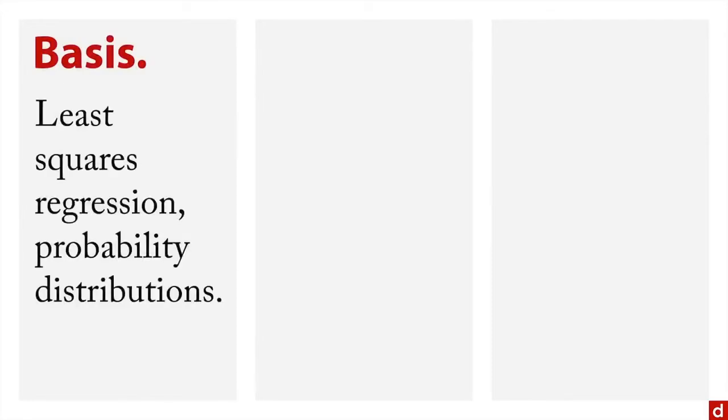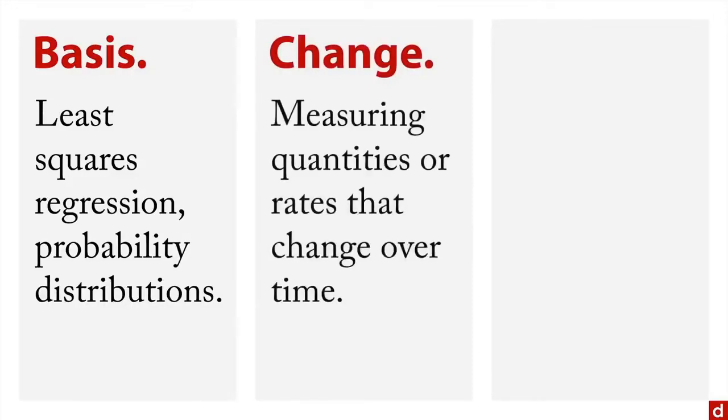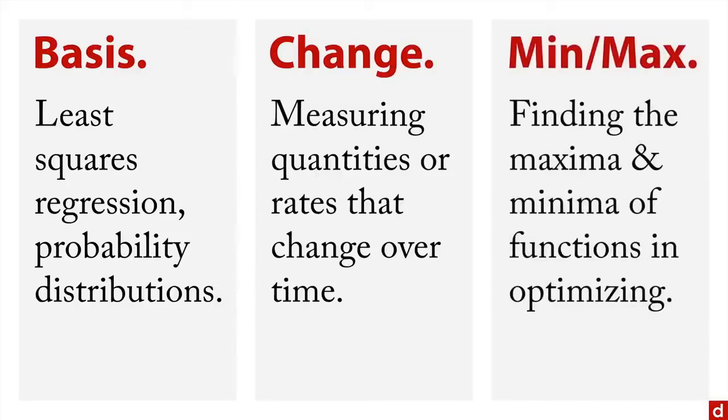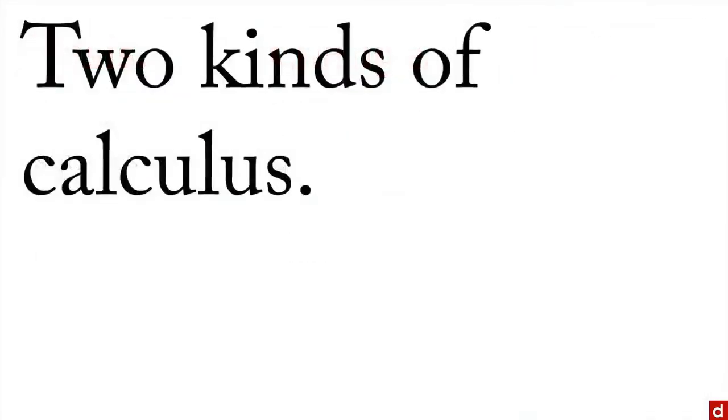And there are three reasons why calculus is important for data science. Number one, it's the basis of most of the procedures that we do. Things like least squares regression and probability distributions use calculus in getting those answers. Second one is if you're studying anything that changes over time. So if you're measuring quantities or rates that change over time, then you have to use calculus. Calculus is used in finding the maxima and the minima of functions, especially when you're optimizing, which is something I'll show you separately.